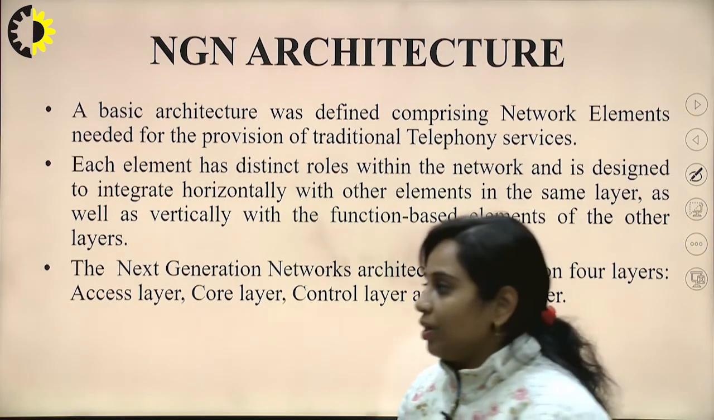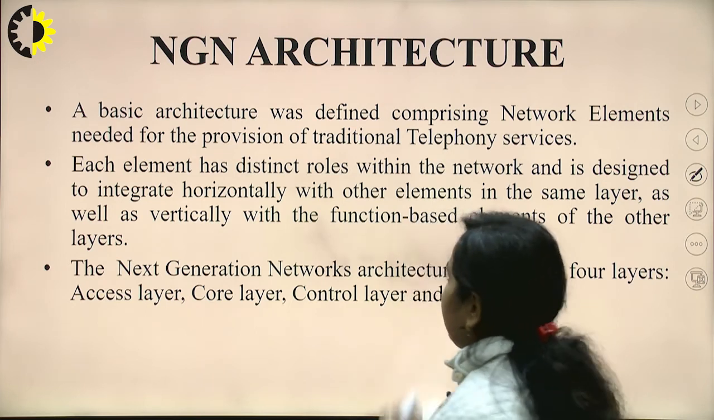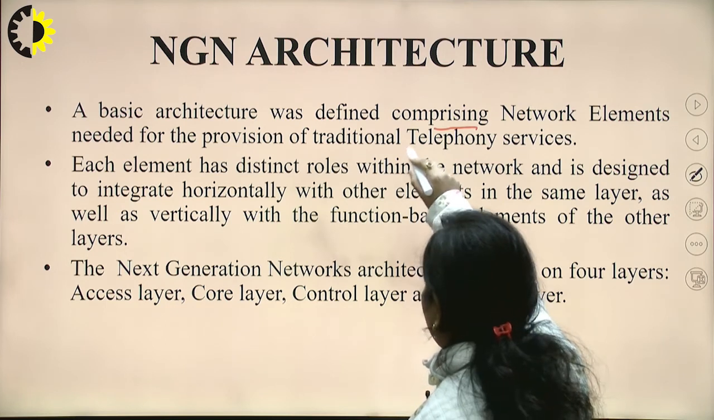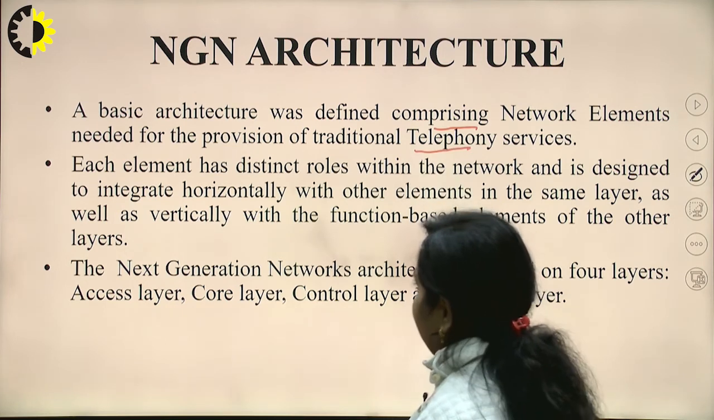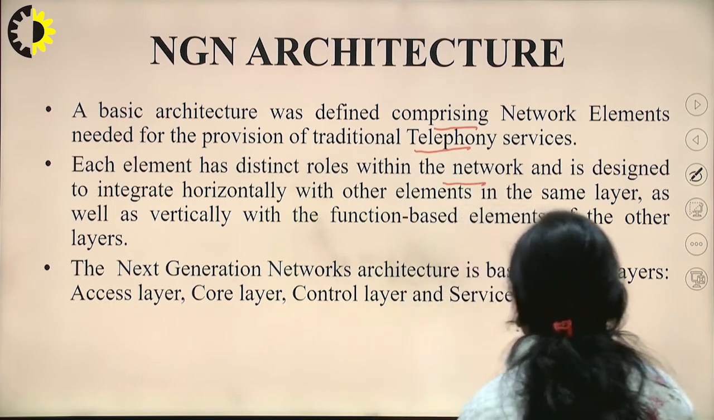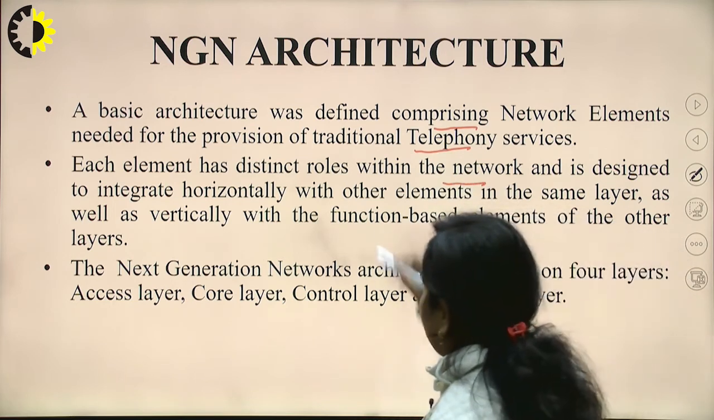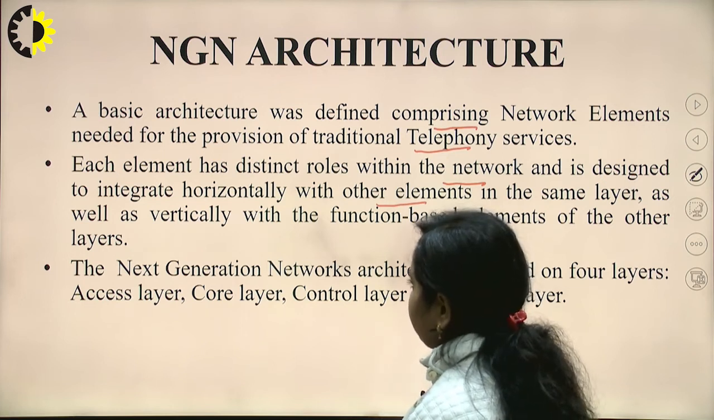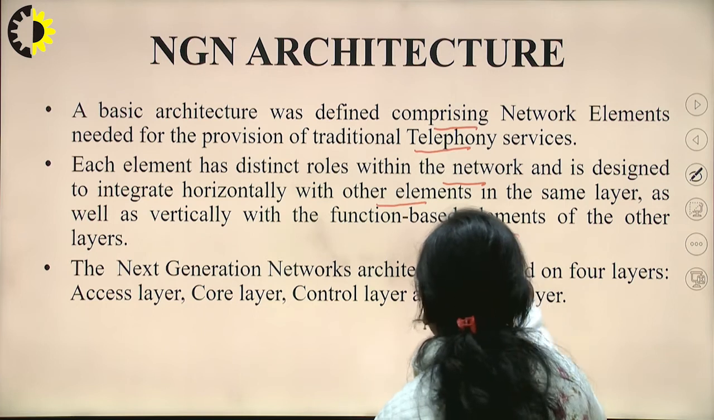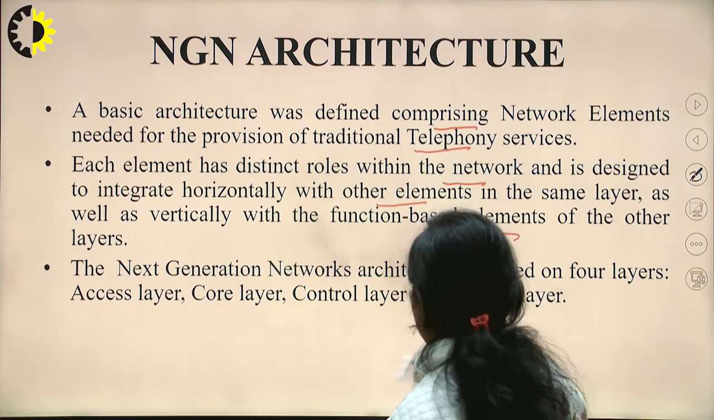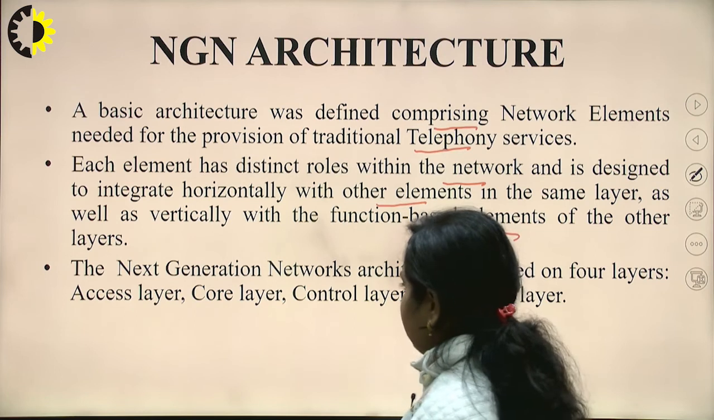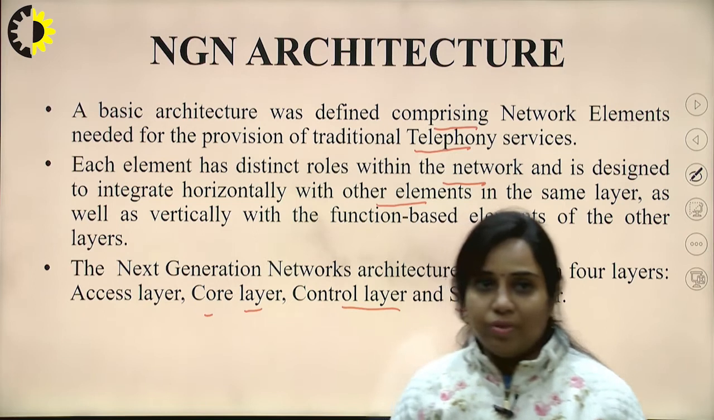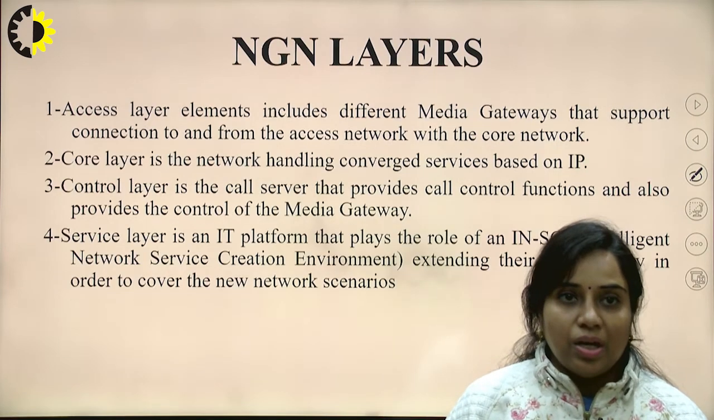Now, the NGN architecture that we are going to discuss. The basic architecture was defined comprising network elements needed for the provision of traditional telephony services. Each element has a distinct role within the network and is designed to integrate horizontally with other elements in the same layer, as well as vertically with the function-based elements of the other layers. NGN architecture is based on 4 layers, that is access layer, core layer, control layer and service layer. So these are the 4 different layers that constitute the NGN architecture.